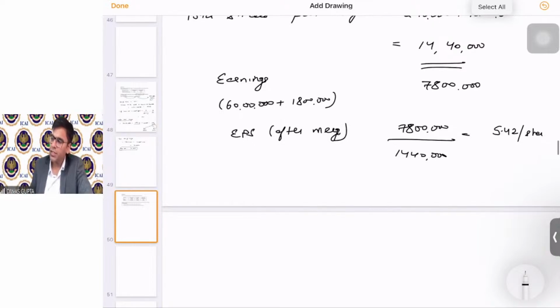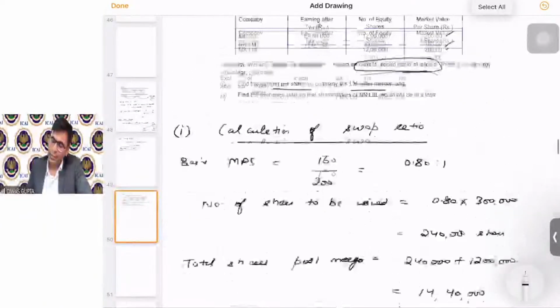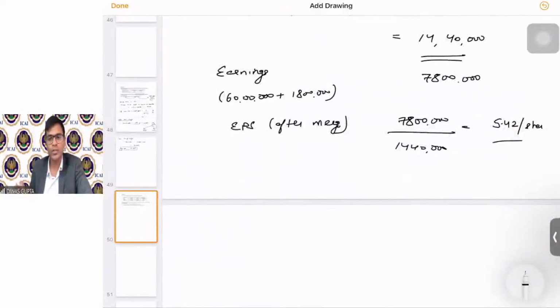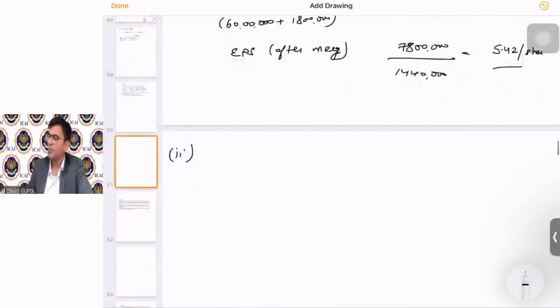So this is the exchange ratio, and this is the EPS. Find the earnings per share for the company after the merger. So that we have calculated, 5.42. Simple, right? It's not asking us to calculate the effect on EPS. It's just asking to calculate the EPS. Now, second is if exchange ratio to be based such as NL Limited would not be at loss.